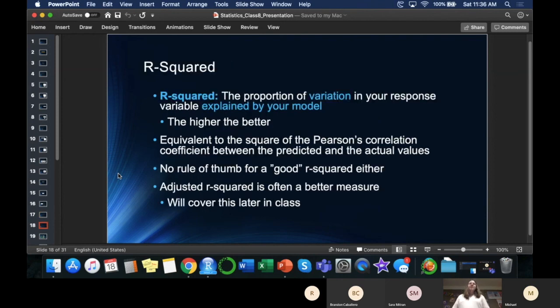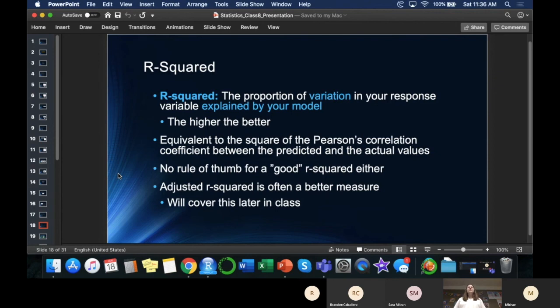Okay. So this is a really big deal. We're going to go over R squared, just like the standard R squared first. We'll get to the adjusted one in a minute. So R squared is really important, and you'll hear it very, very often. It's the proportion of variation in your response variable that is explained by your model.